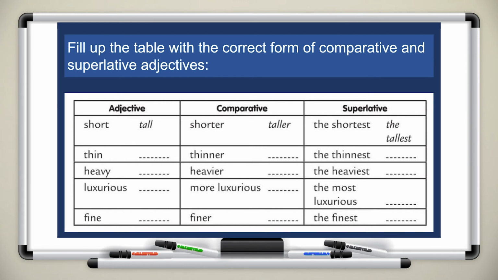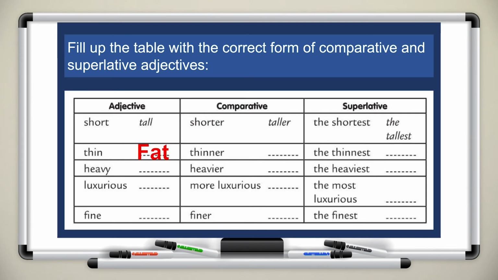Let's take a look at the first one. The opposite of thin is fat. If I want to turn fat into a comparative adjective, it will be fatter. I want you to notice here that we have a vowel between two letters. That's why we doubled the T at the end and we added ER for the comparative adjective. So it became fatter. What about the superlative? Fattest. You see here, we also doubled the last letter.